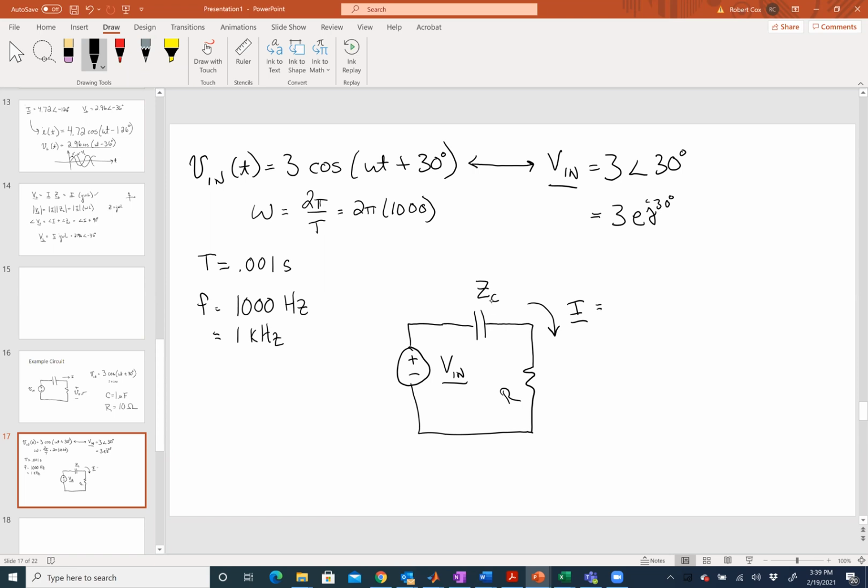I is just equal to Vn over the impedance of the capacitor plus the resistance. And Z sub C is 1 over j omega C, or as it's often written, minus j times 1 over omega C. That works out to be the same thing. That means this one has an angle of negative 90 degrees. He points downward.